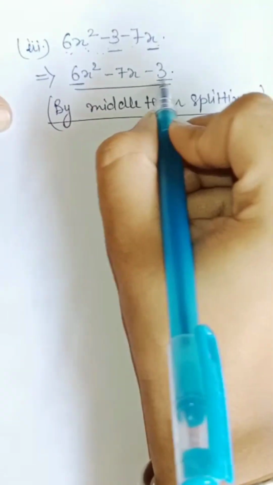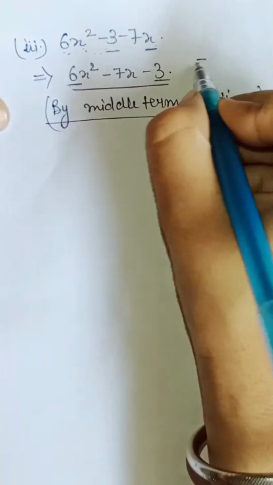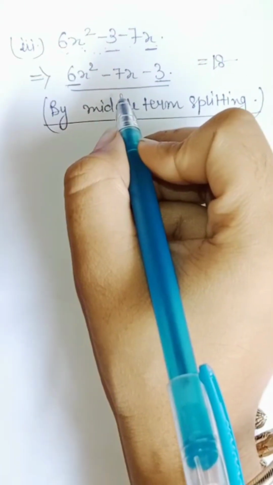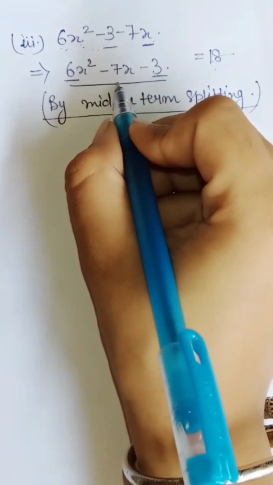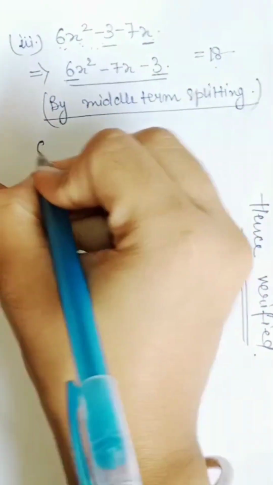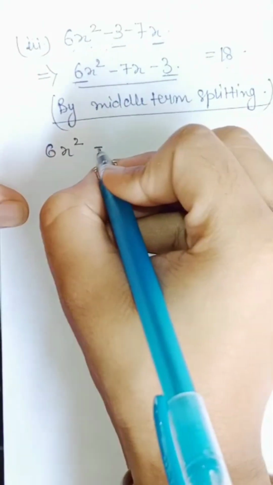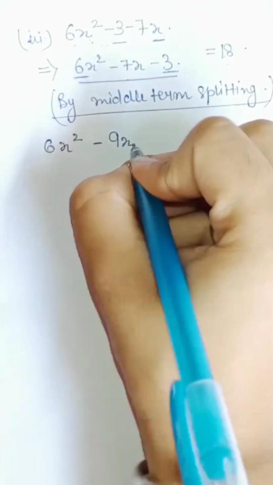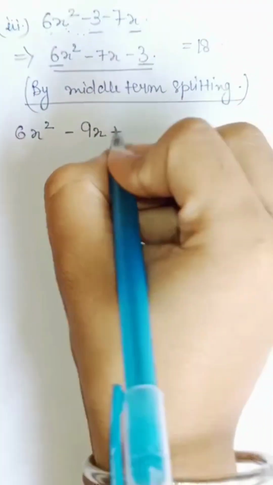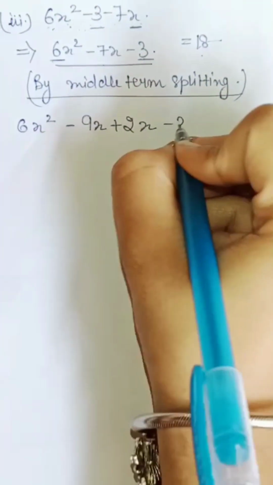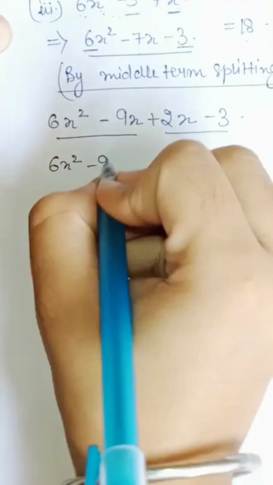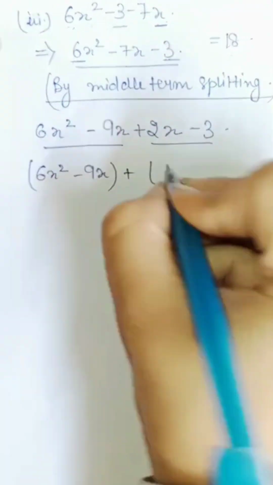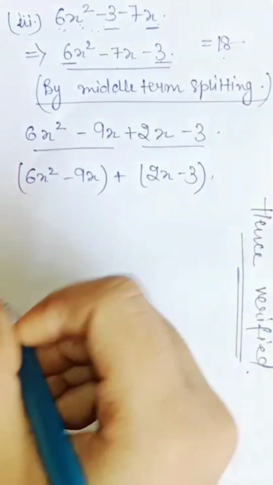Multiply the first term by the third term. 6 into 3, 18. So take any numbers that on multiplying will give the product 18, and on subtraction or addition will give 7. So we can write 6x square minus 9x plus 2x minus 3. Now take these two terms in one bracket and these two terms in another bracket: 6x square minus 9x plus 2x minus 3.